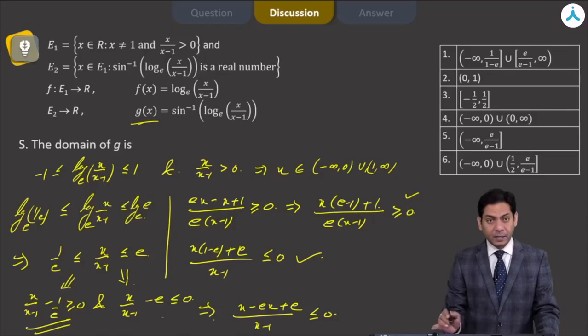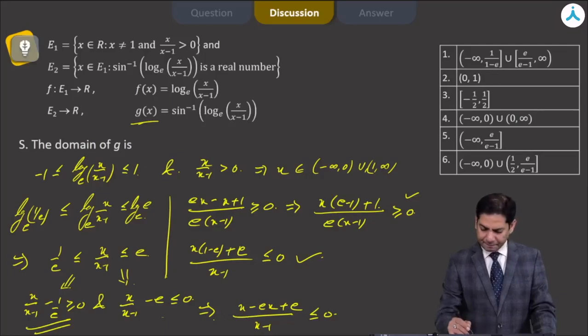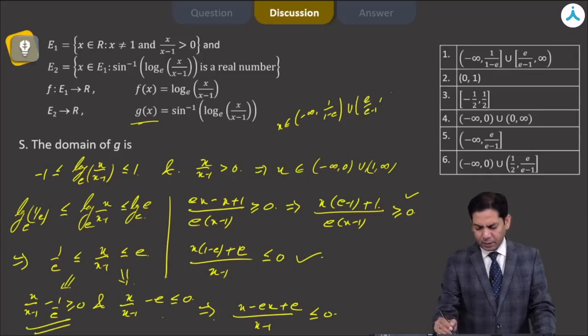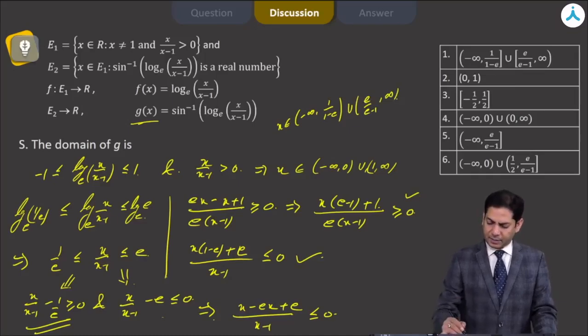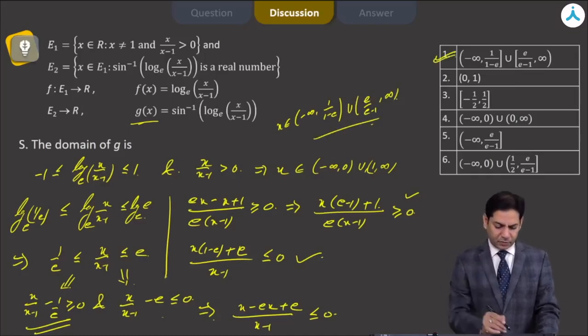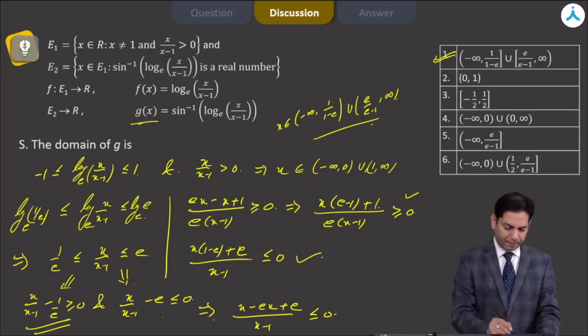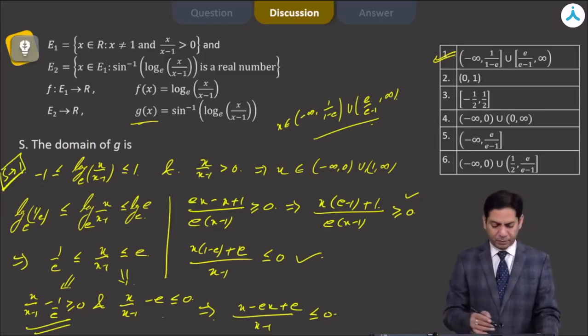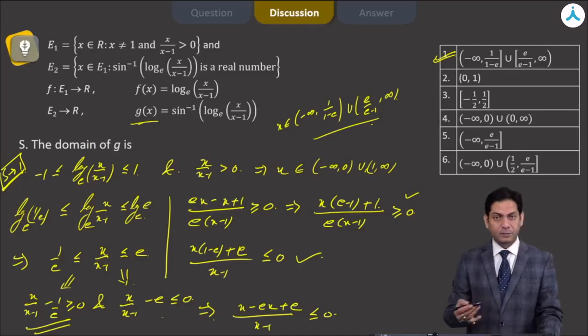That can be easily done on the number line using the wavy curve method, and take the intersection of that. That intersection will give you the domain of this g function as x belonging to minus infinity to 1 upon 1 minus e union e upon e minus 1 to infinity. That is entry 1. So S matches to 1. Hopefully we should be able to mark the answer now, as the options are given to us.